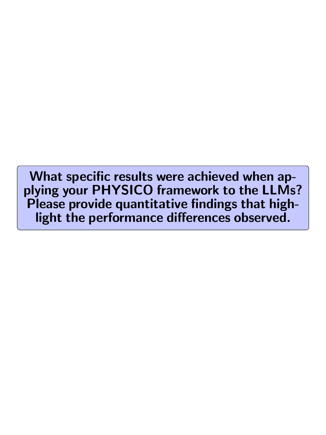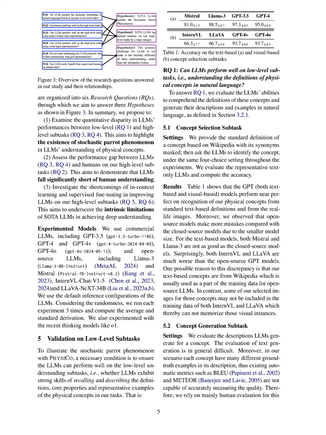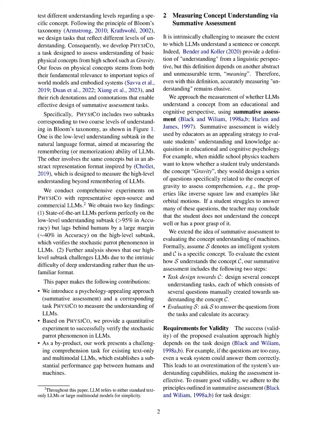What specific results were achieved when applying your Physico framework to the LLMs? Please provide quantitative findings that highlight the performance differences observed. When applying the Physico framework to evaluate LLMs, we observed significant performance differences between low-level and high-level understanding subtasks. Specifically, state-of-the-art LLMs achieved over 95% accuracy on the low-level understanding subtasks, which assess memorization and recall of physical concepts. In contrast, these models lagged behind humans by approximately 40% on the high-level subtasks, indicating a substantial gap in deep understanding, as humans scored above 90% accuracy on the same tasks.